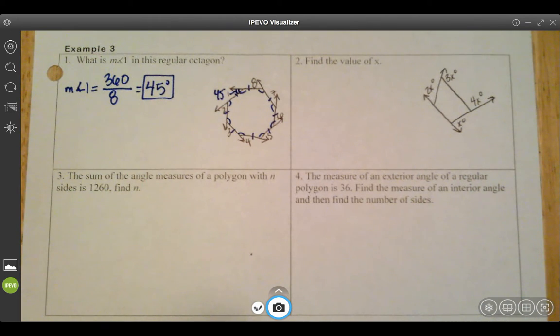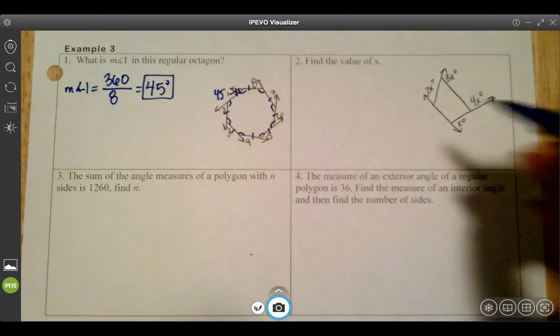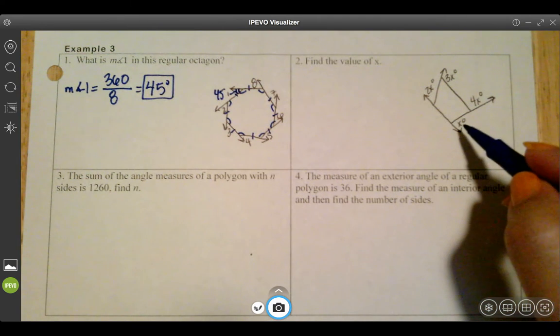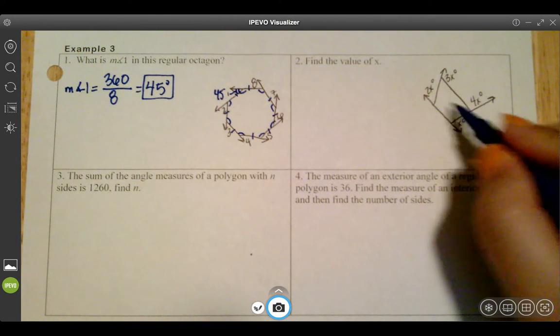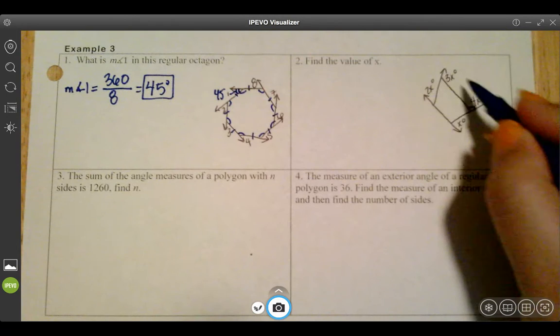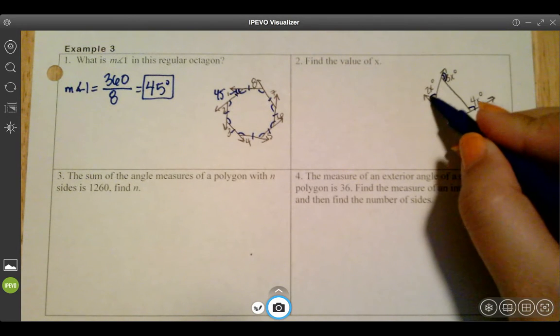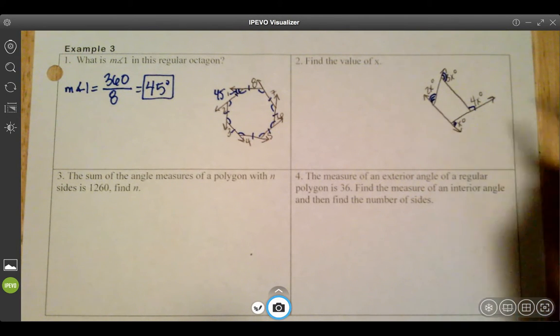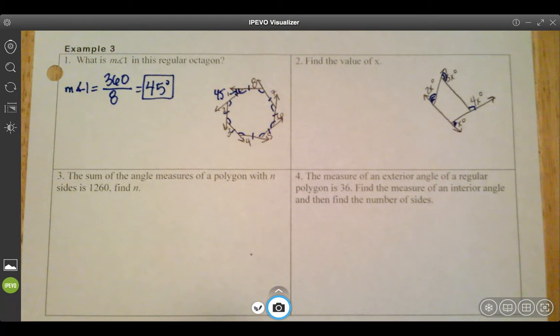And that means every exterior angle on a regular octagon is 45 degrees. If we look at part 2, we want to find the value of x. Here we are given exterior angles. Notice all of these angles are on the outside of our polygon. And therefore, we can add them all up to our exterior angle sum of 360 degrees.